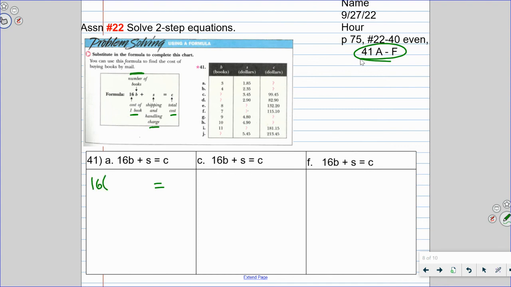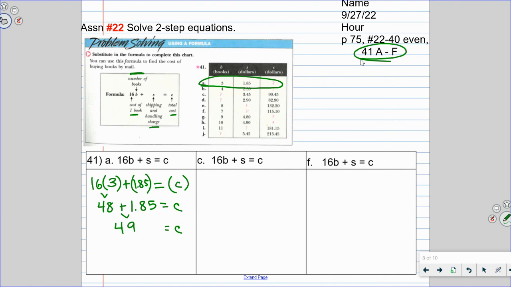So 16 times some number, add some number, equals some number. Now, if I take a look at A, we actually know the number of books, that's 3. We also know the shipping and handling cost, $1.85. We just don't know the total cost. But here we can use our order of operations. See, $16 per book times 3 books, that's 48 bucks. Add $1.85. And very quickly, it's simply just an order of operations problem, $49.85. We have solved for the missing piece for part A.